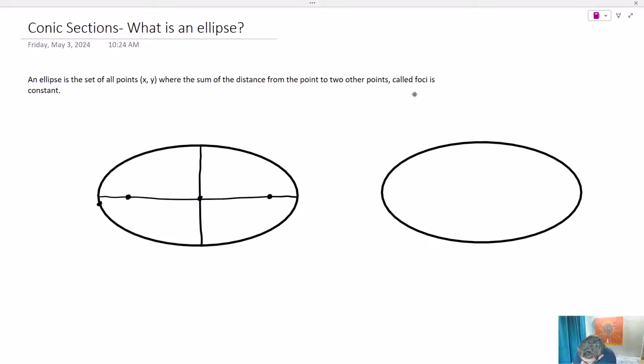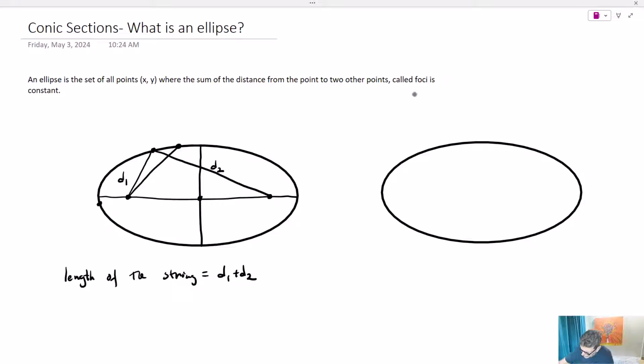So what we'll do is imagine that we've got a string, and whatever length that string is, we're going to have two distances. We'll call this distance 1 and this distance 2. And the length of the string is distance 1 plus distance 2. Now, as I move the string over, let's say, for example, I move this string in this direction, the length of distance 1 increases and the length of distance 2 is now going to decrease.